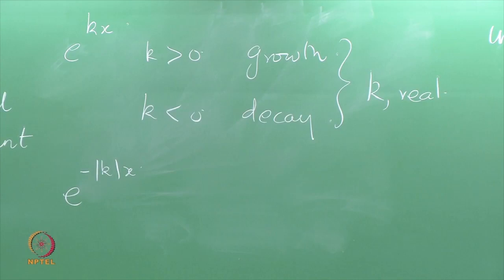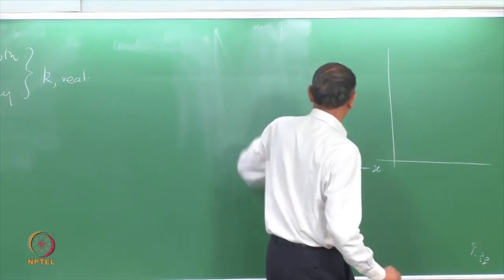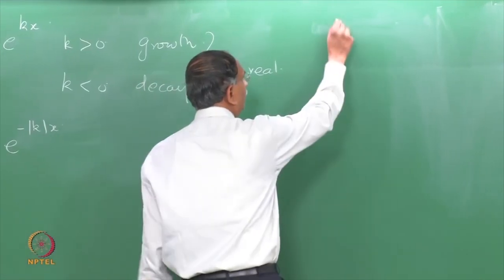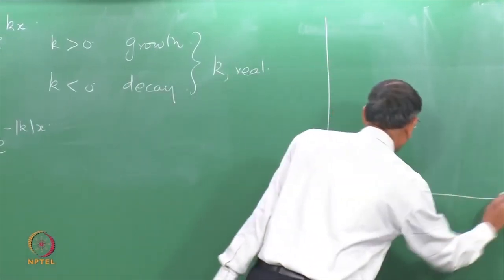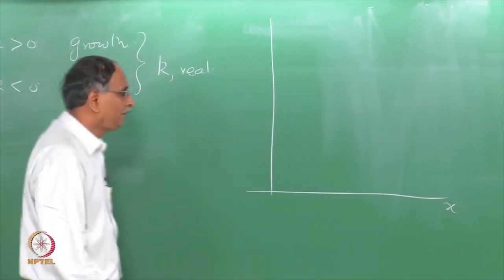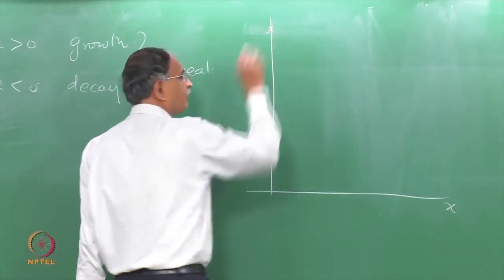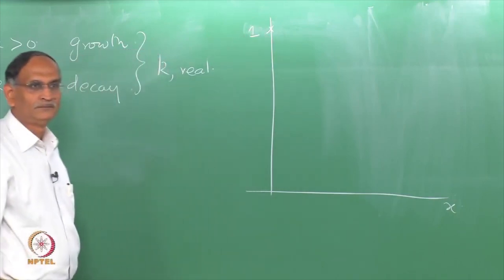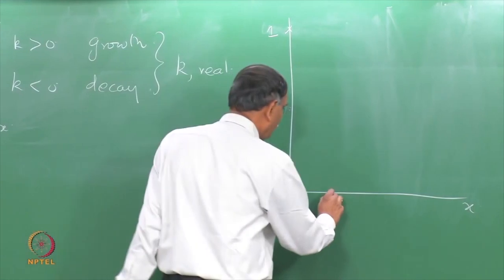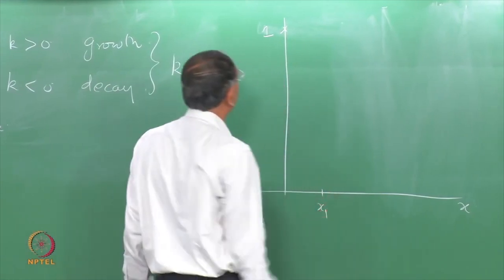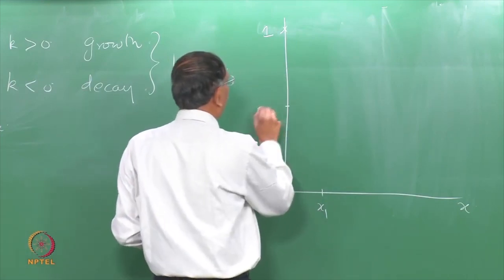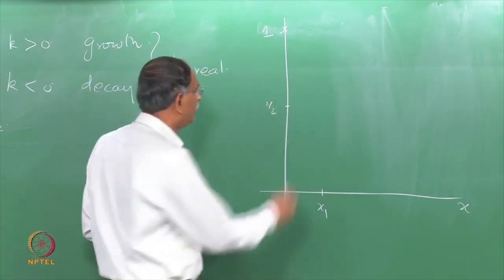So if you plot this, it has exactly similar, an image, kind of a picture. Okay, we'll start with x, and e to the kx is 0, that is, it's 1. Okay, and suppose for a value x1, the function becomes 1/2. Then that's a value.